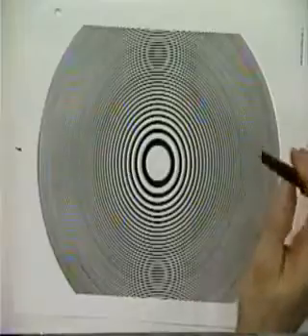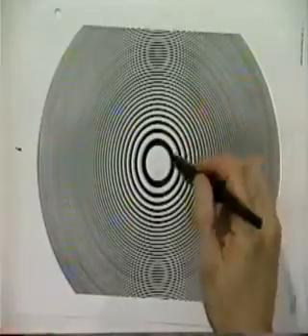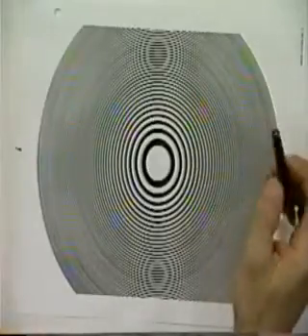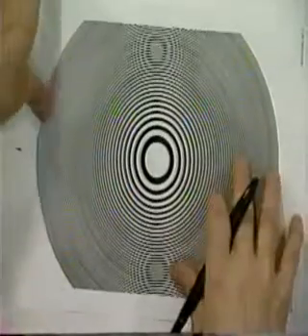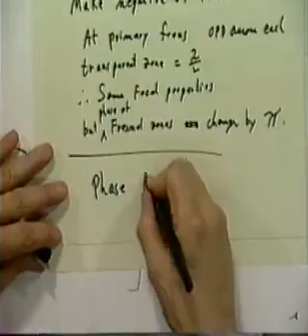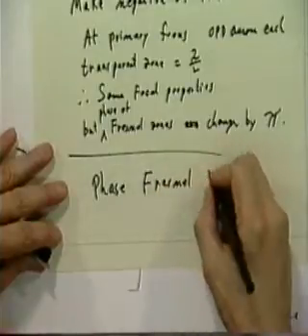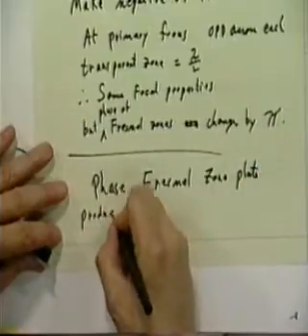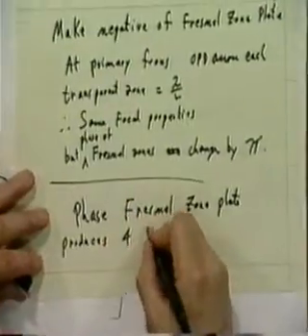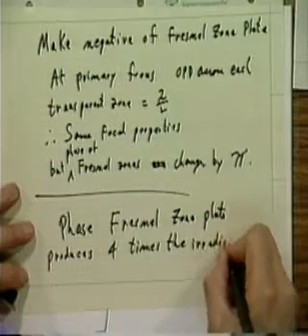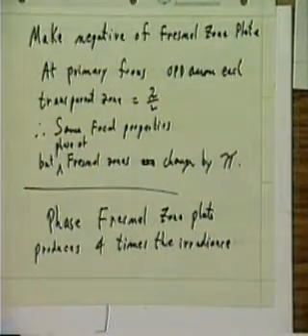And so how much more light will we get at the focus? Twice as much amplitude, 4 times as much intensity. Okay. So a phase Fresnel zone plate produces 4 times the radiance. Okay, that's kind of neat.